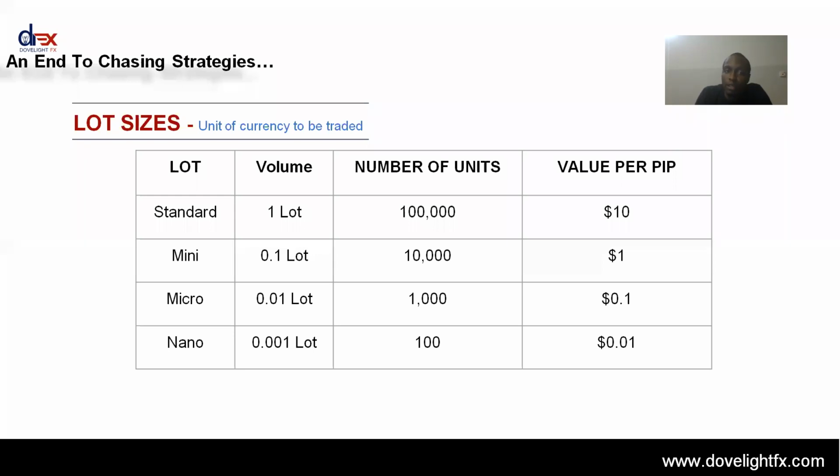Lot size is simply the unit of currency we want to trade. If EUR/USD is 1.60353, me saying I need 100,000 units means it is 100,000 times that value. Am I correct, guys? Do we understand this?